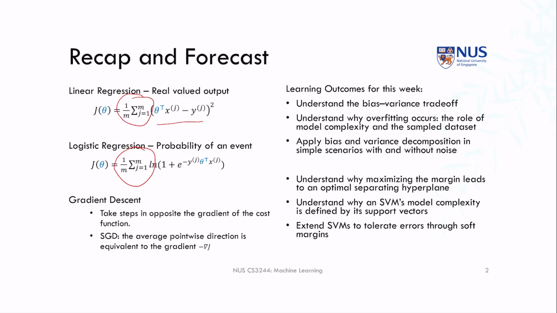When this overfitting occurs, we will see that it has a component that's actually due to the model complexity, and another one that's due to the sample data set. This is the bias-variance trade-off. We're going to see that we can apply this bias and variance analysis to decompose the case of analysis for models that are simple, both with and without noise.